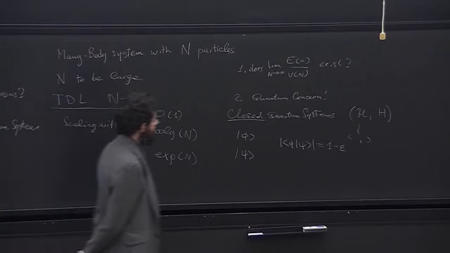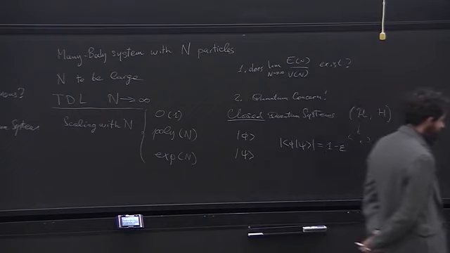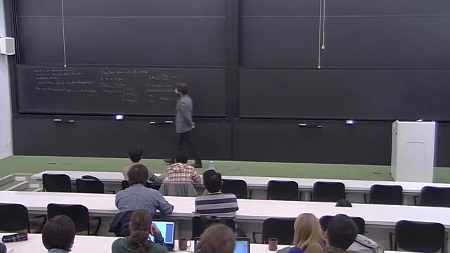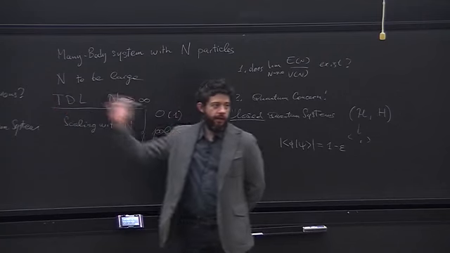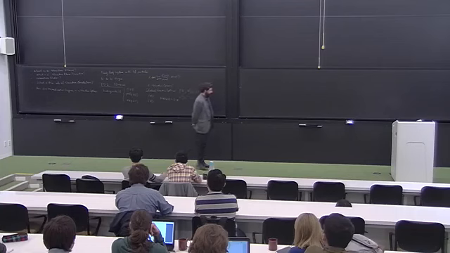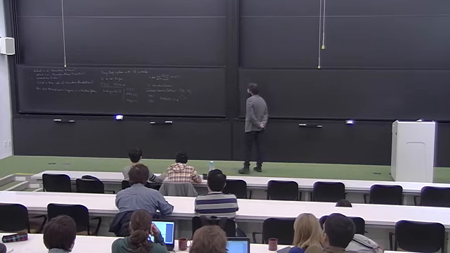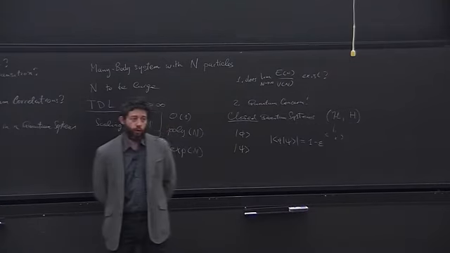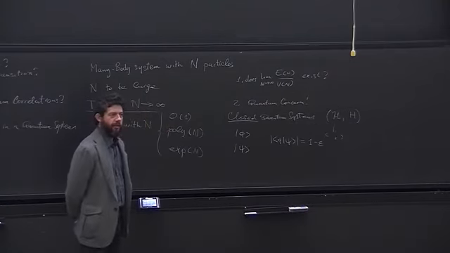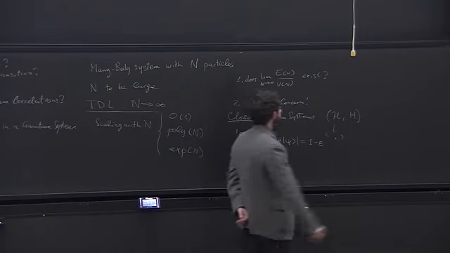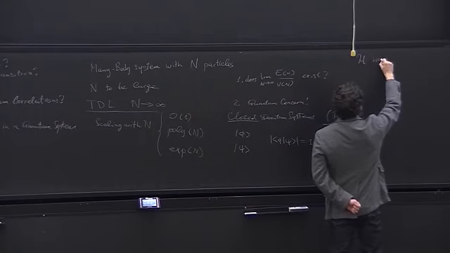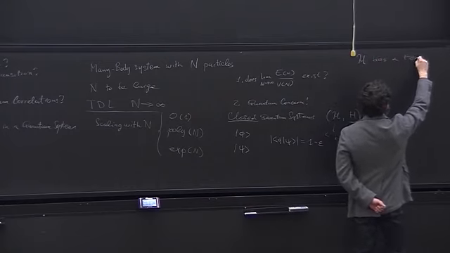Now, what does it mean that we take the thermodynamic limit? First of all, how do we build the Hilbert space with n particles? In this course, we will be mainly concerned with Hilbert spaces of what we will call spin systems in a generalized way. And the first requirement that we have is that the Hilbert space has a tensor product structure.